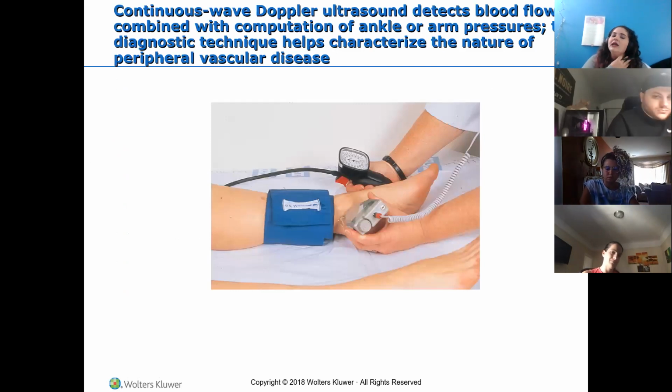The Doppler, we've seen pictures, we've seen videos of how the Doppler works, so I'm not going to go over that. Pretty much it's self-explanatory.